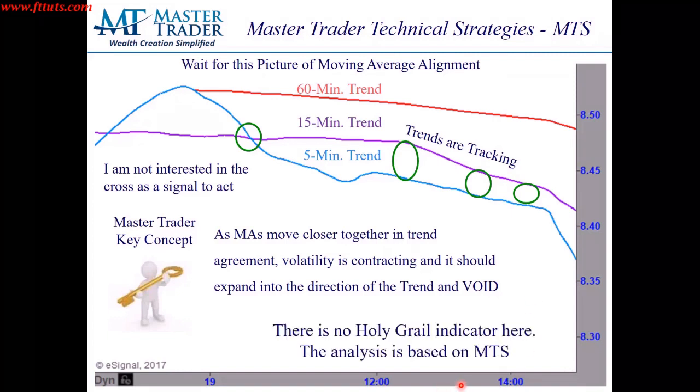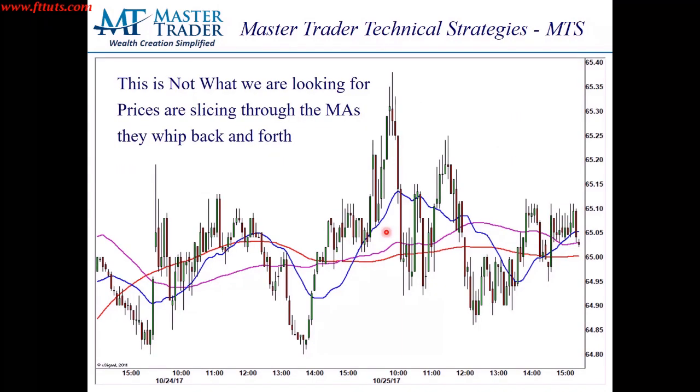No holy grail indicators here, just the analysis based on master trader technical strategies. Clearly, this is not what we're looking for. You see how prices are being sliced by the moving averages as they whip back and forth like this? You just stay away from this. This is a picture that you just stay away from.